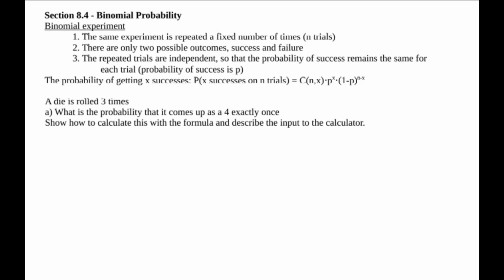In section 8.4, we're starting to deal with something called binomial probability. Now, in a binomial distribution, or binomial probability, what happens is we repeat the same experiment a fixed number of times. Generally, we say there's n trials. Each of those trials has either a success or a failure, so there's only two different possible outcomes. And then each time we repeat the trial, the probability of a success is the same every single time. It's a probability of p.